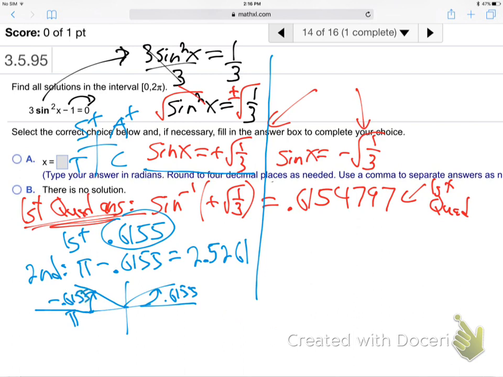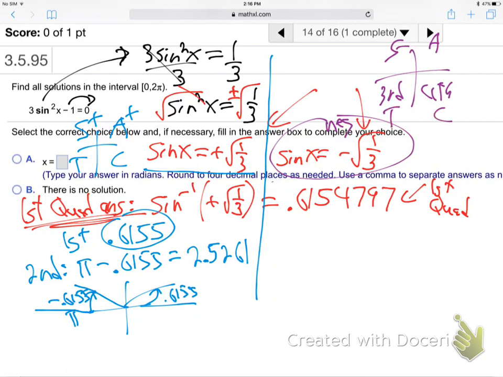Now for the other side, over here, the sine is negative. Where's sine negative? Third and fourth, because of all students take calculus. All are positive in the first, sine is positive in the second, so the third and fourth quadrant is where sine is negative. So we're talking about third and fourth.